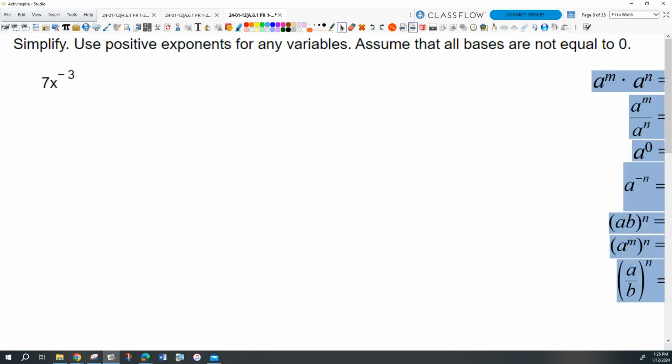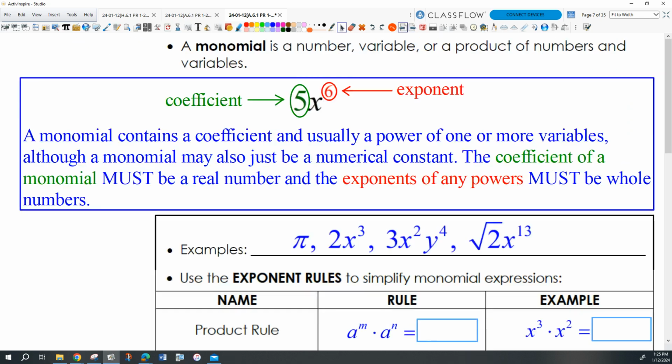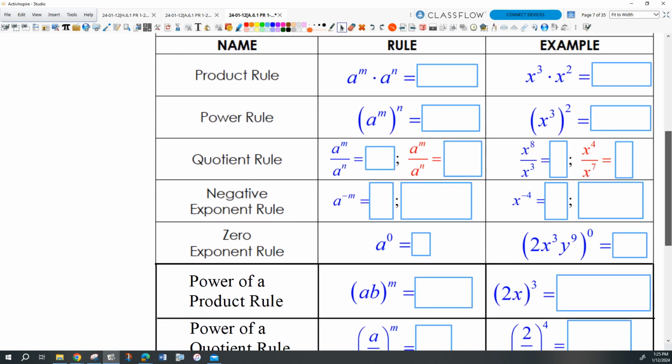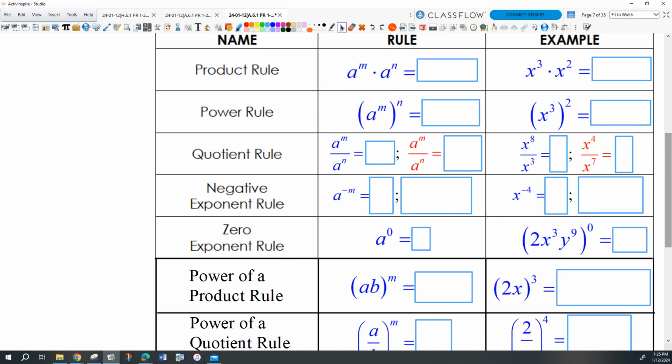All right, so now let's practice this stuff a little bit. Let's just practice these rules. So product rule, remind me what that was. A to the M times A to the N is A to the M plus N. Good. Okay. A to the M to the N power is A to the M times N, exactly. So let's compare two examples then.